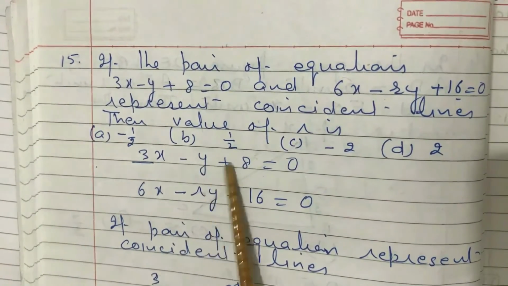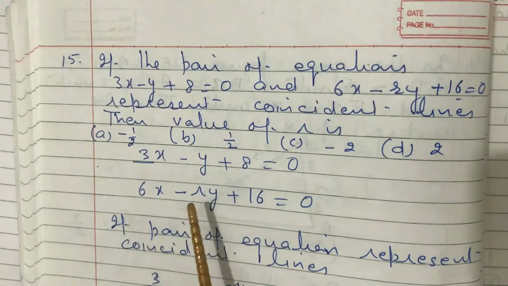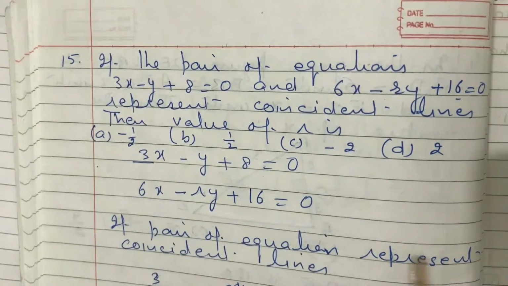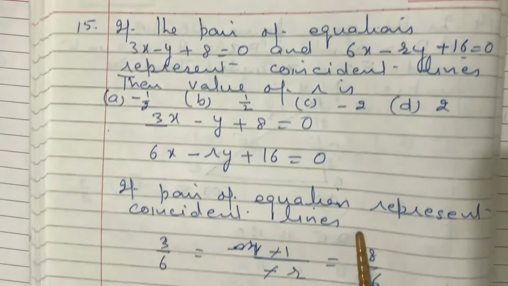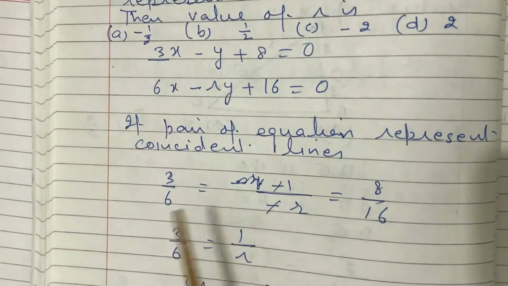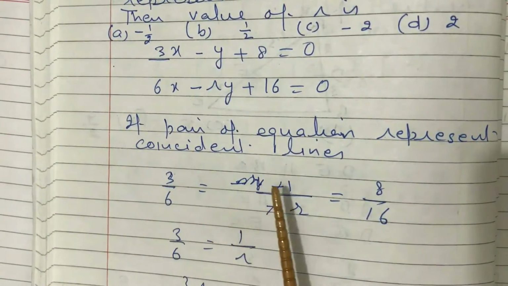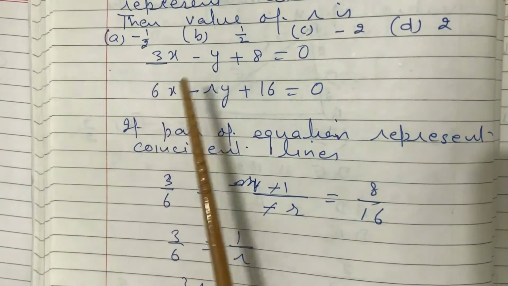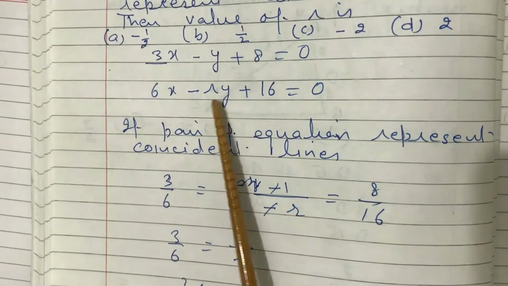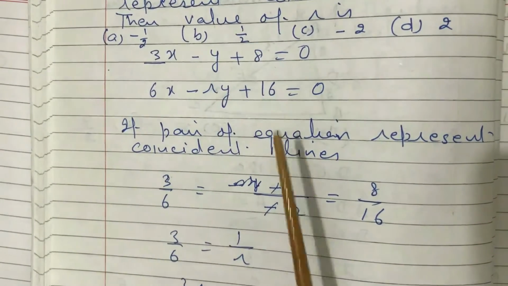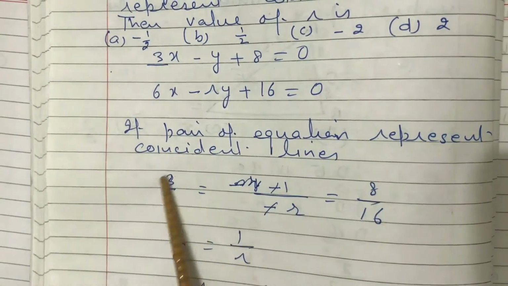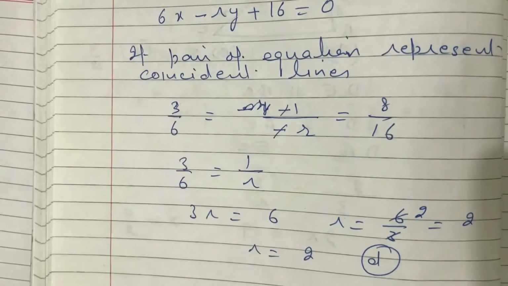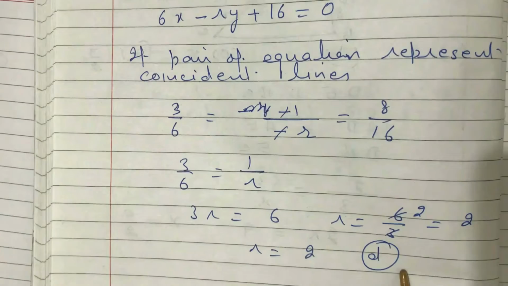Now we have equation of 2 lines. We are to find the value of r. Now if the pair of equations represent coincident lines, it means it has infinite number of solutions. So a1 by a2 is equal to b1 by b2 is equal to c1 by c2. So it means 3 by 6 is equal to minus 1 upon minus r is equal to 8 by 16. So from here you can find the value of r, which will come out to be 2. So D is the option.